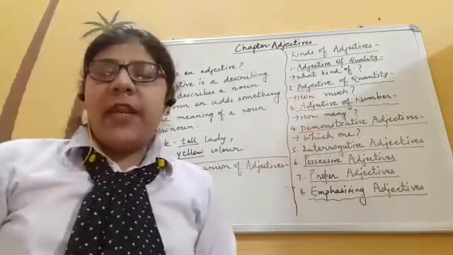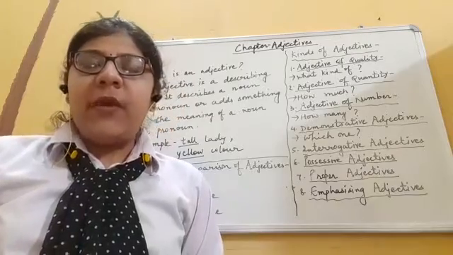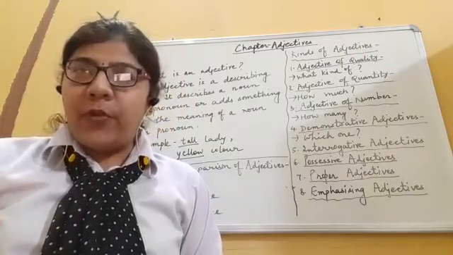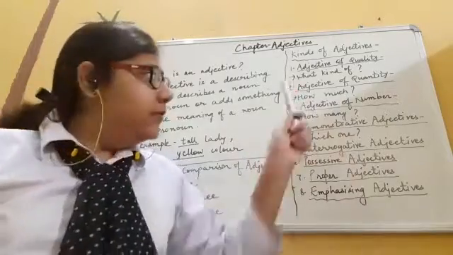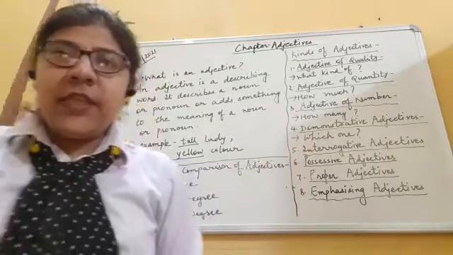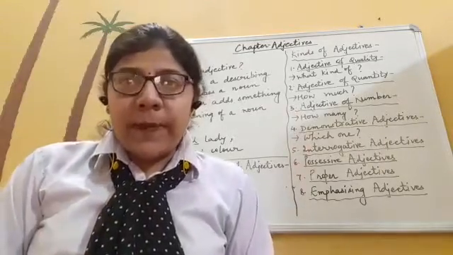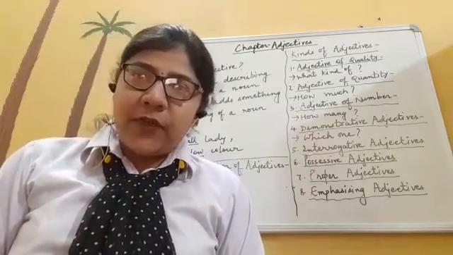Come to the next one, adjective of quantity. Those adjectives which tell us about the quantity of a noun or pronoun are given the name adjective of quantity. This time we need to question with how much. Like if I say give me some sugar, how much sugar? Some. Some is the adjective of quantity there.